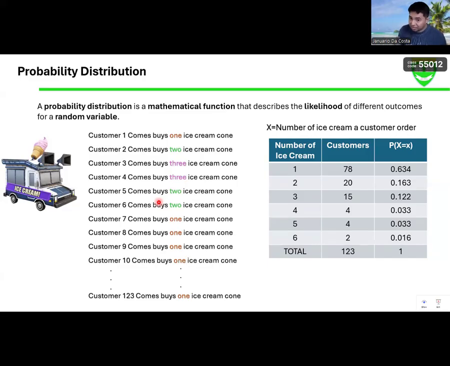You can answer it. There is about 63.4% probability that every time a customer comes in, they buy 1 ice cream. Okay? Now the probability of that, 0.163, comes from 20 divided by 123.